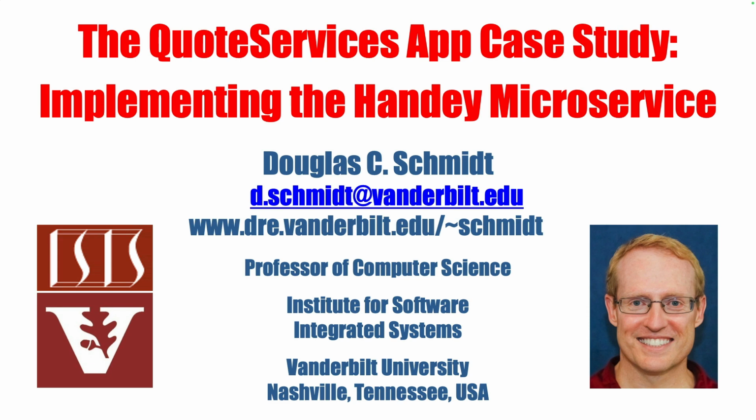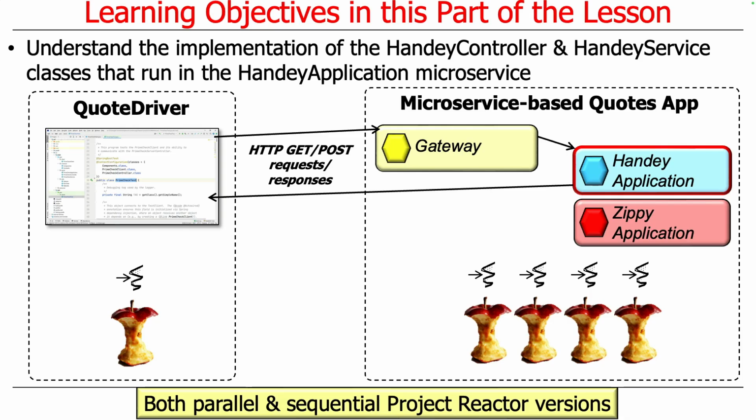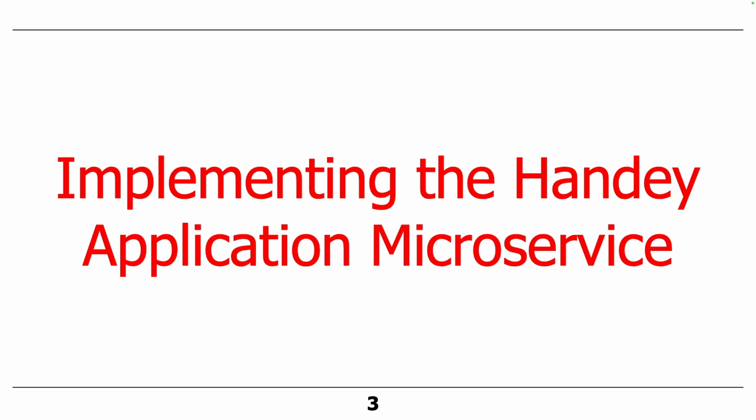We're now going to walk through the implementation of the Handey Microservice. You'll see that this is fairly simple compared to the version that uses the Java or the Jakarta Persistence API, JPA, when we do the Zippy implementation. So we're going to start with the easy one first, and you'll see that this has the parallel and sequential reactor versions that we walked through briefly a moment before.